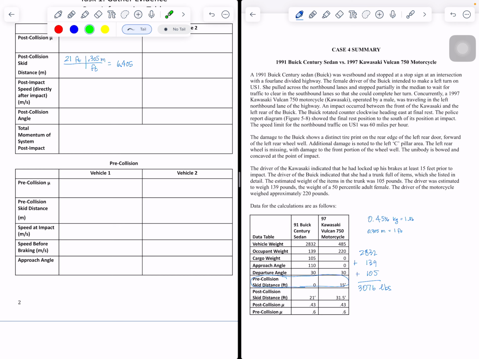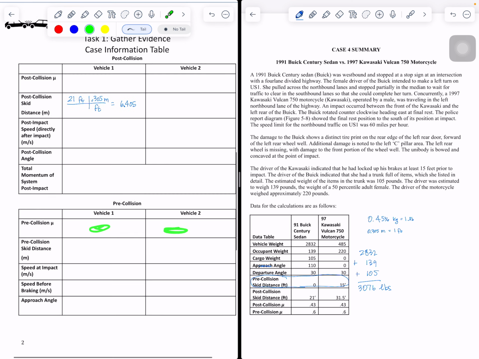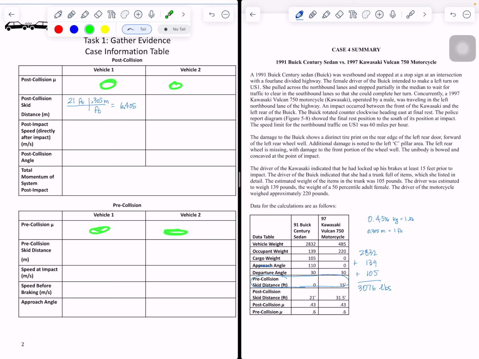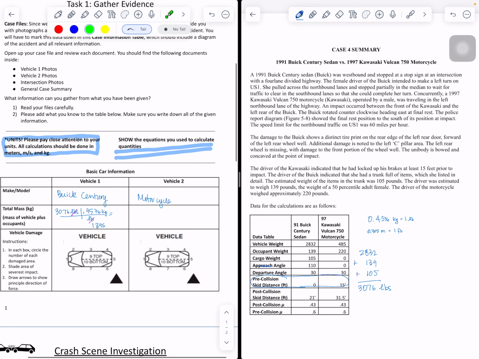I think that's all you can do for the speeds, because the speeds we're going to calculate. So you should be able to do the skid distances, skid distance for both cars. You can just fill this in from the table: post-collision angle, approach angle, those are on the tables. You can do pre-collision mu, and then post-collision mu, and then the mass of both vehicles.